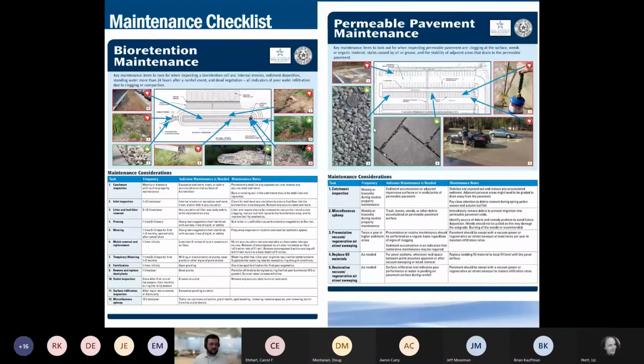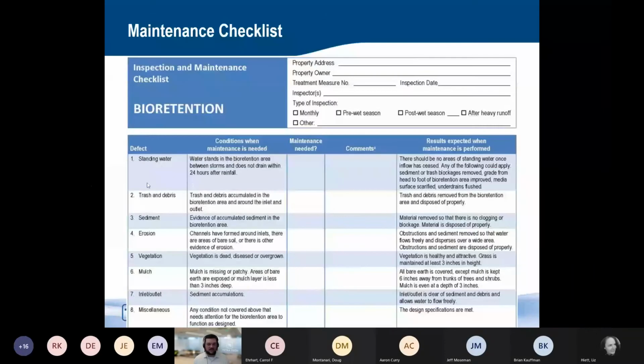Maintenance checklists are also helpful. This is a good one that talks about tasks, talks about the frequency, but this one also includes an indicator for when that maintenance is needed. If you have excess sediment built up in your bioretention area, then you're going to need some maintenance. If you have a lot of vegetation that's dead or not looking so good, then that's time to perform some maintenance there. So these are good. It's a place for notes, and I really like these types of approaches.